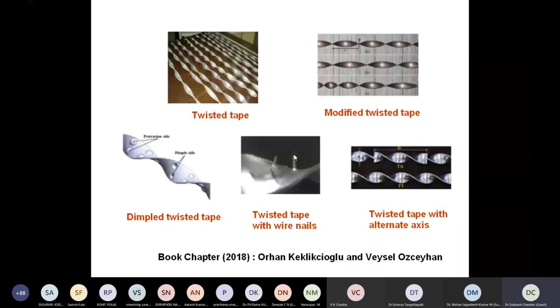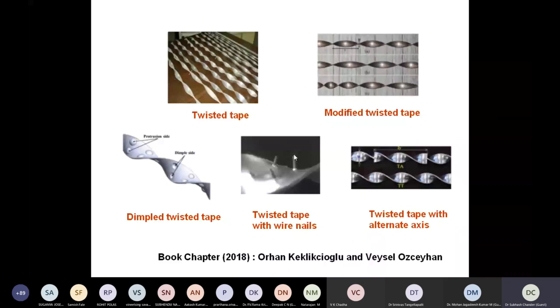Twisted tapes, I'm giving you one example. Twisted tape is one type of insert in the flow, or obstruction in the flow, used for enhancing heat transfer. Even in twisted tapes, people have used many alterations. In a twisted tape, the number of twists per unit length decides how much disturbance we are going to create in the flow. And we have different types of twists, like smaller twists and bigger twists in the same strip.